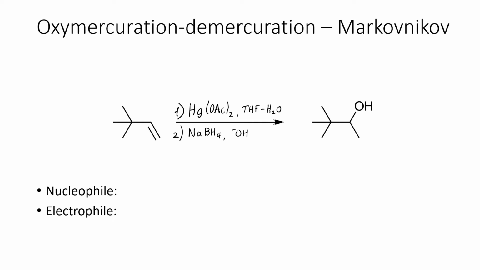And again, the purpose of using all these complicated reagents is to avoid rearrangement. The nucleophile in this reaction is the alkene, and the electrophile is the positively charged mercury atom. Now let's take a look at the mechanism of this reaction so that we could understand how the rearrangement is avoided and how mercury acts as the electrophile.